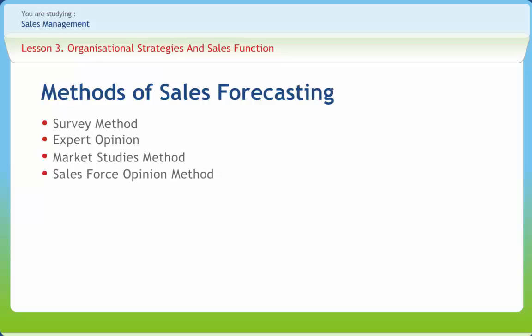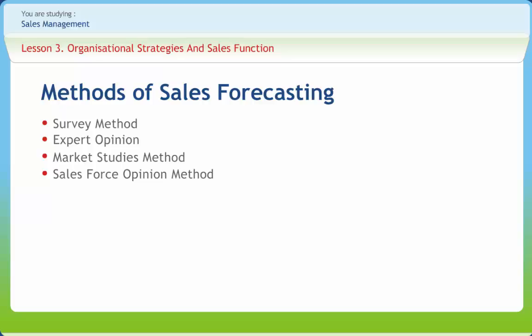The sales force opinion method estimates the buyer's intentions from experienced personnel in the sales force. They can easily forecast for their respective territories. Territory-wise forecasts are consolidated at the branch level, and the branch level forecasts are consolidated at the corporate level.